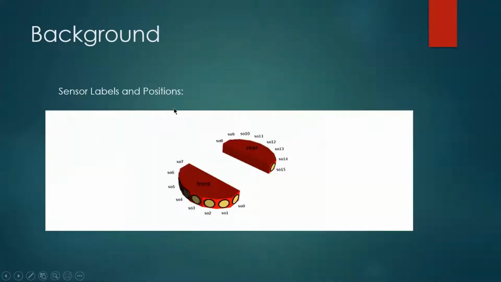Here we have a diagram of the sensors. We have a front and rear section. Each sensor is labeled individually, so we can use that in our coding part of the simulation. Specifically, we use the SO3 as the front sensor and the SO0 as the side sensor.